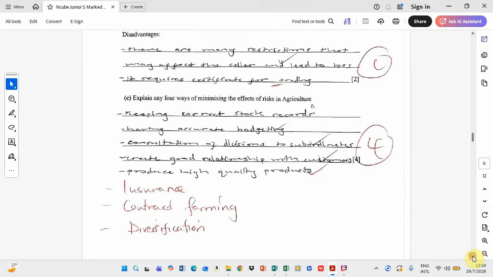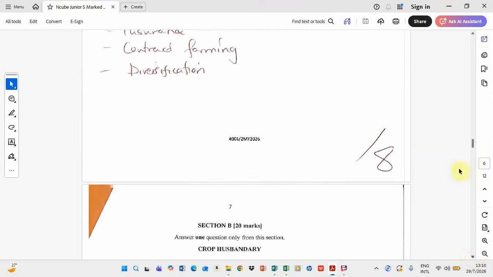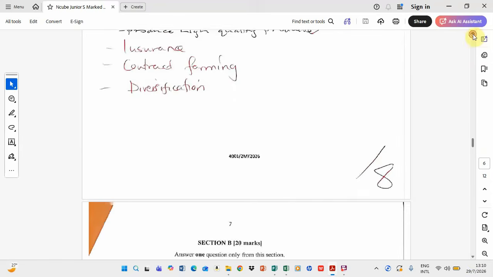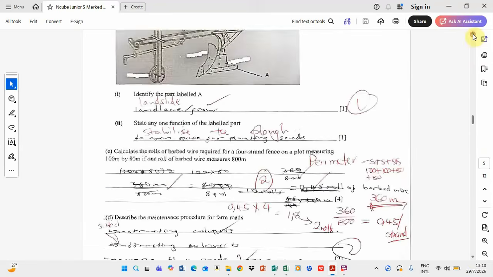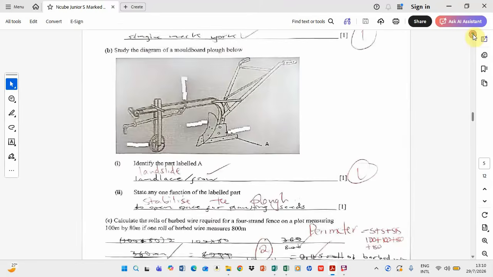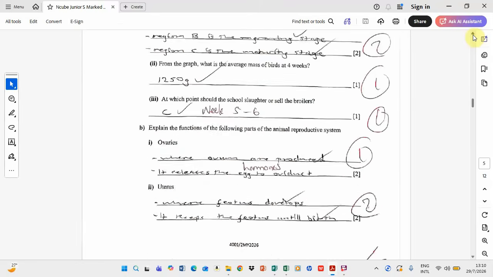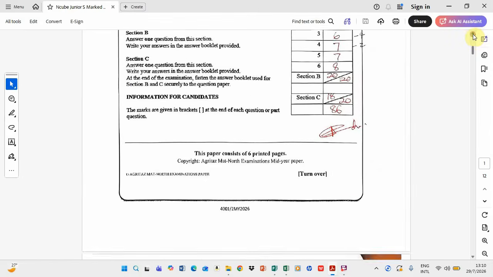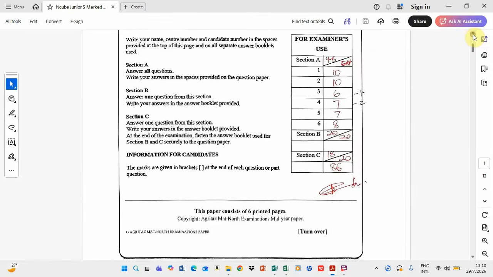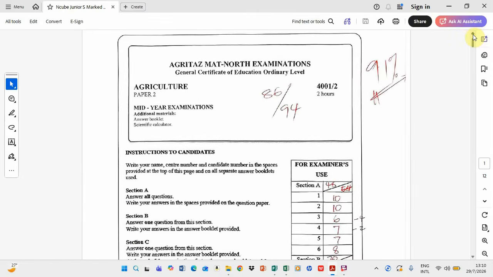So this was section A for this paper, but some of the questions were not out of 10, so there are omissions for part C and other questions. So section A was out of 94, and this candidate managed to get 86 over 94, and that was 91%. Sorry, for section A, this candidate got 48 over 54.